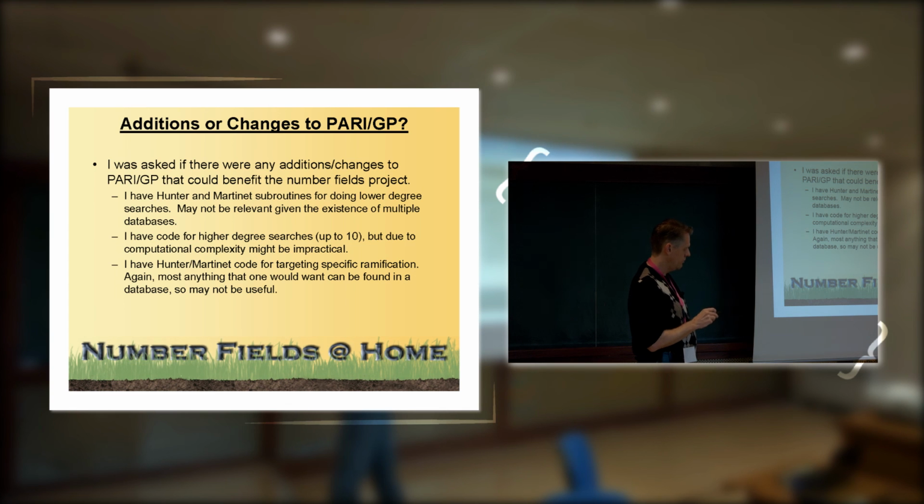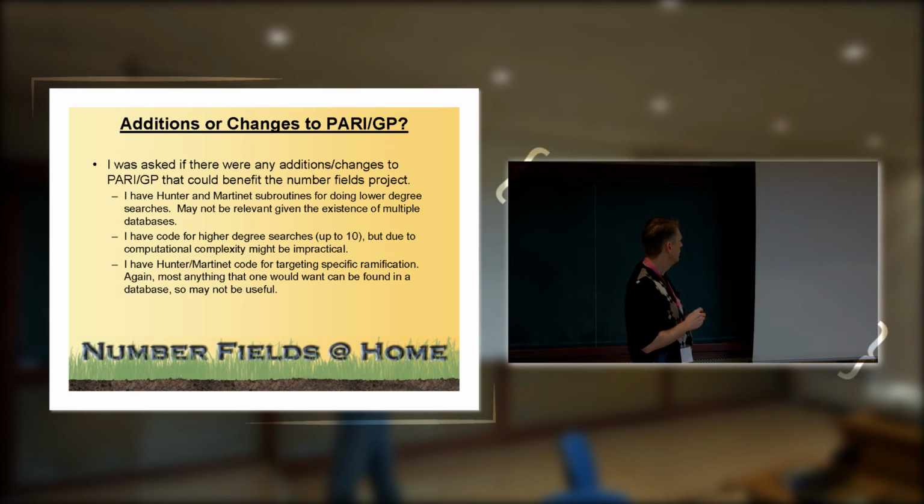I also have code for the higher degree searches, up to degree 10. Once you get above 8, it takes a lot of computational power, so I don't know if it'd be nice to have that as a library function in Pari, because a single user with a single thread would be taking a lot of time to do calculations. And again, they're in a database. So something we can talk about if people are interested.